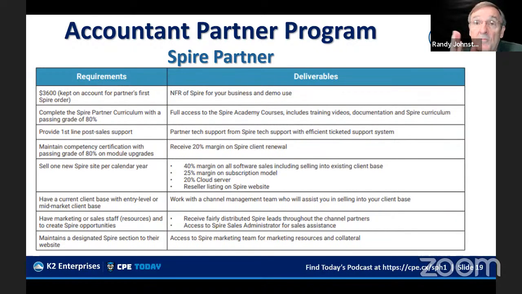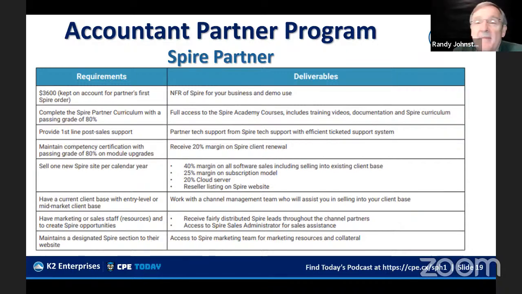You have to actually, not can, you have to complete the Spire Partner curriculum with a passing grade of 80%. And you get full access to their entire teaching platform. They expect you, if you're the accountant partner, to provide the first line of post-sales support with your client base, but they will help you on the backside with their ticketing system. They expect you to maintain your certifications over a period of time. Most partners do that.